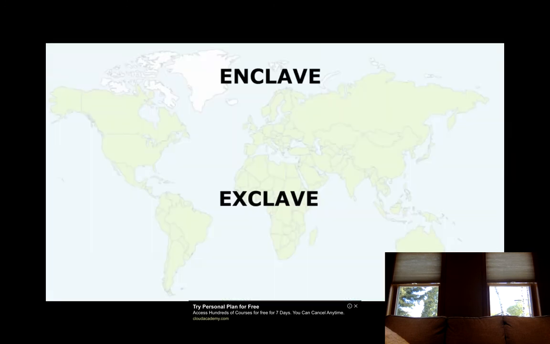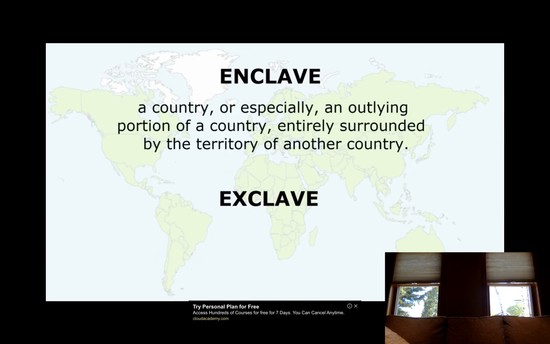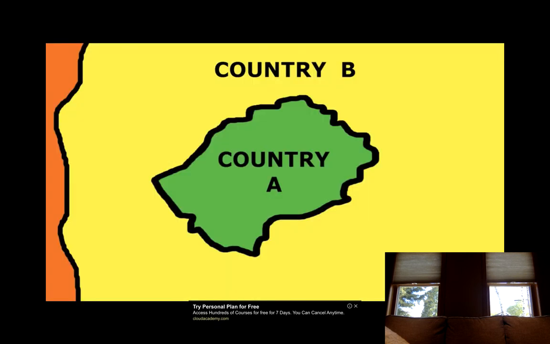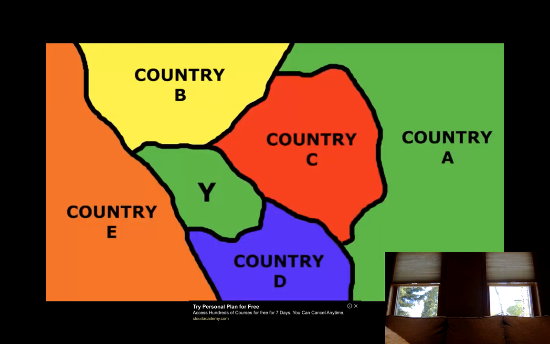Enclave and exclave. An enclave is a country or part of a country that is entirely surrounded by another country, while an exclave is part of a country that is geographically separated from the rest of the country. In this example, country A is an enclave of country B because it's totally surrounded by it. In this next example, Y is an exclave of country A. Exclaves aren't necessarily always enclaves too, either because they have more than one border or because they have a coastline. Or both. In this final example, X is both an enclave and an exclave. It's an enclave of country B and an exclave of country A.